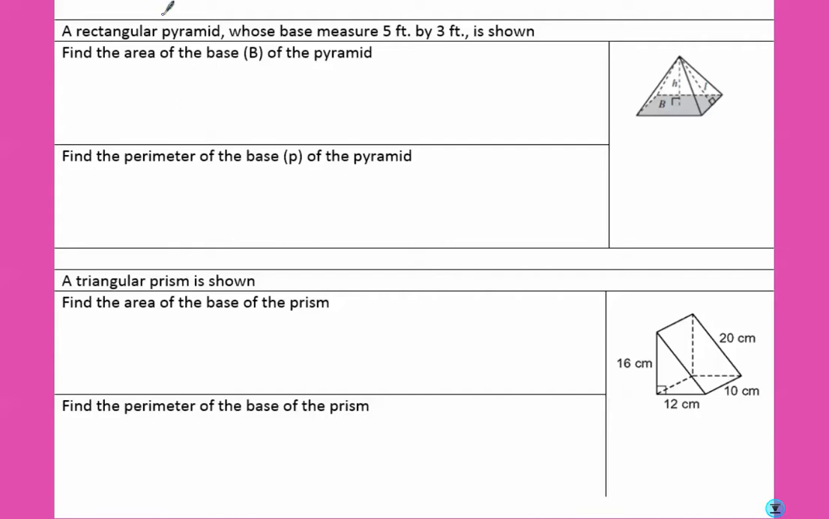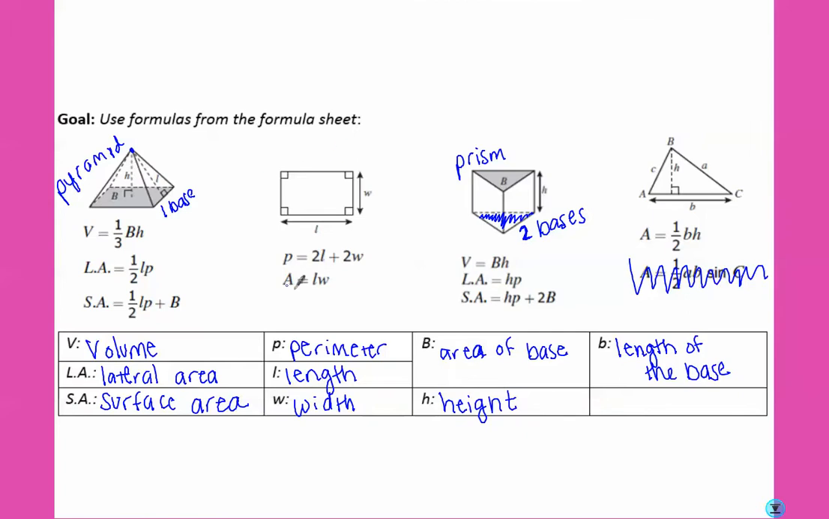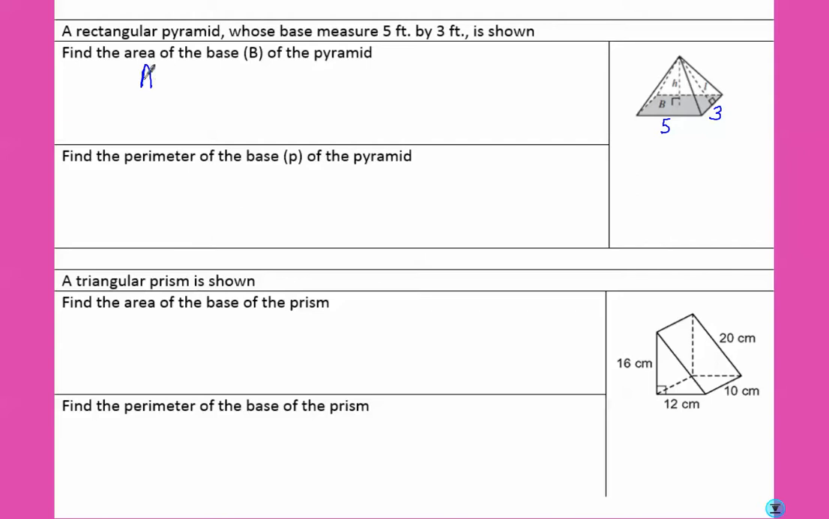So a rectangular pyramid whose base measures 5 feet by 3 feet is shown. So one side is 5, one side is 3. Find the area of the base of the pyramid. So since this base is rectangular, we would be using the rectangle formula, and the formula for area is length times width. So it would be 5 times 3. So the area is equal to 15.